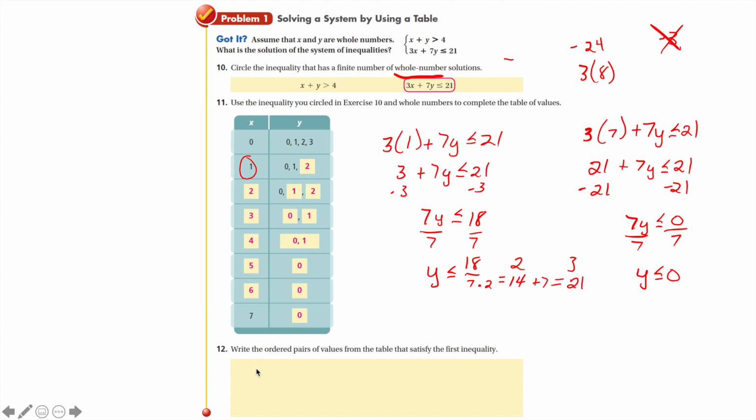Part 12. Write the ordered pairs of values from the table that satisfy the first inequality. Well, from what I can see, we can just pick any of these, right? So we could do 0, 1, 2, 3, or we could do 1, 0, 1, 1, 1, 2, 2, 0, 2, 1, 2, 2, because all of these will work. So let's see what they ended up choosing. They chose 4, 1, which is on the list. They chose 5, 0, 6, 0, 7, 0, which are also all on the list. So they're just basically pulling the points from this chart.